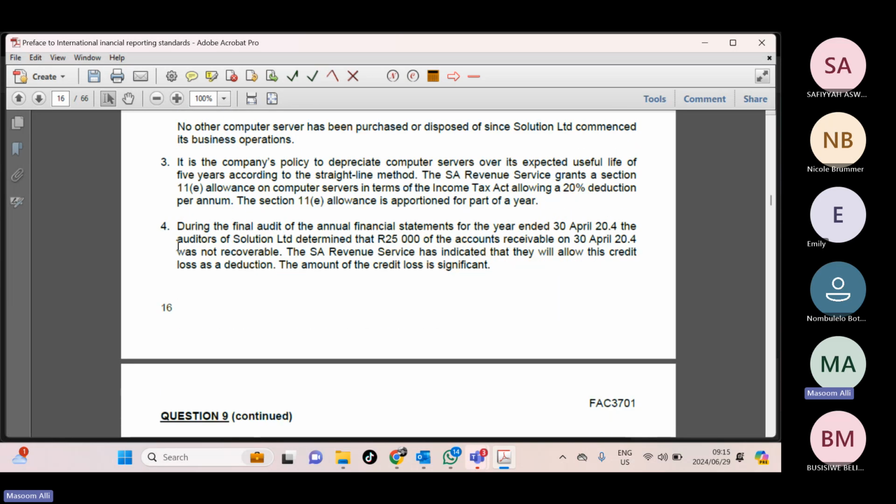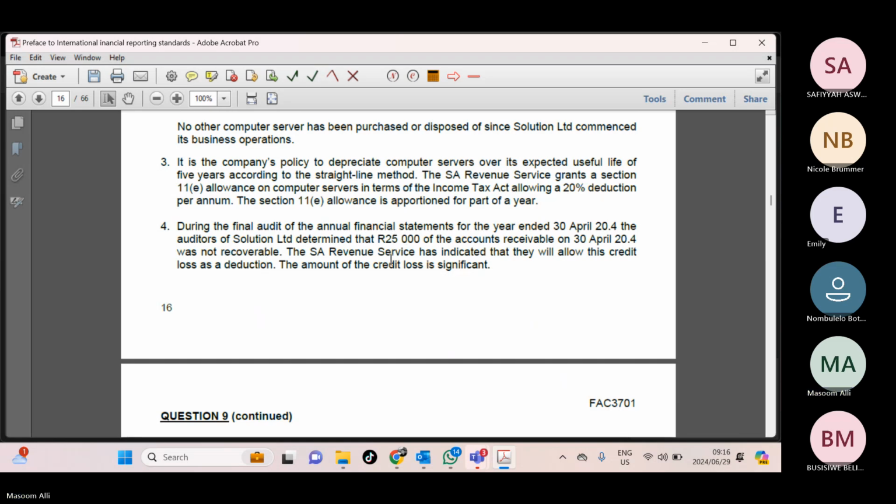It's not too complex. Then during the final audit of the annual financial statements for the year ended 30 April 2004, the auditors of Solution Limited determined that 25,000 of the accounts receivable on 30 April 2004 was not recoverable. The SARS, or the Revenue Service, has indicated that they will allow this credit loss as a deduction. The amount of the credit loss is insignificant. Okay. So this is another important one just to look at, because it is a credit loss that has now been incurred during the year. It's also, in other words, basically a bad debt written off.